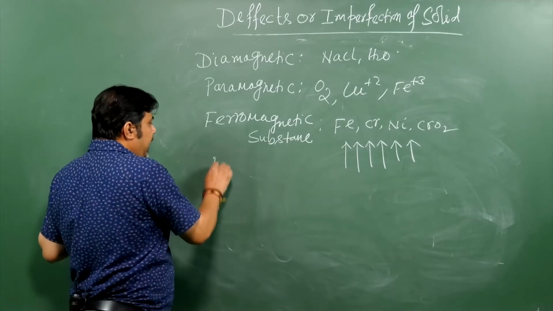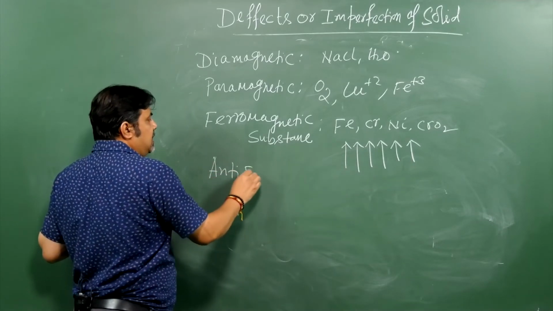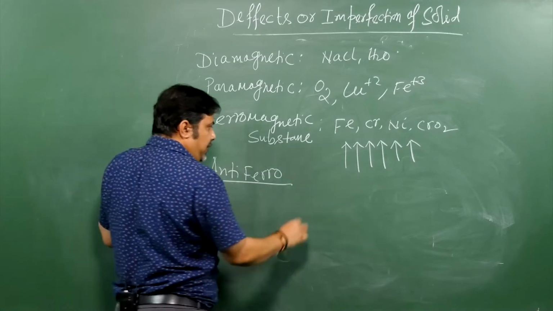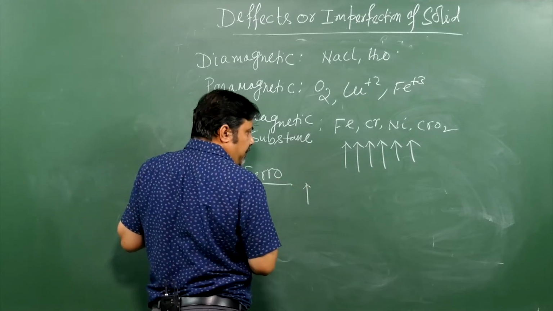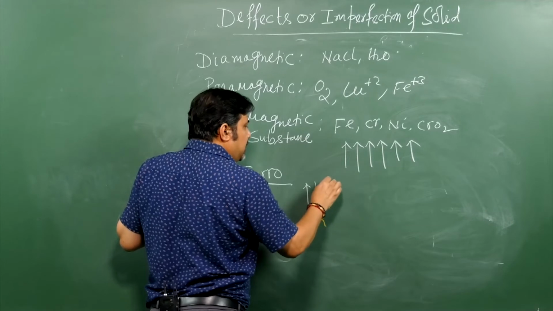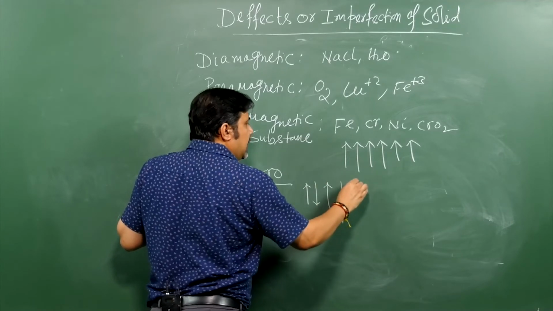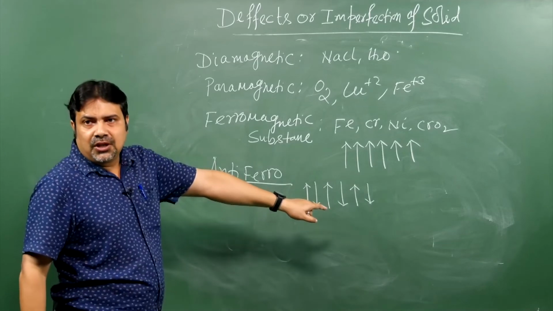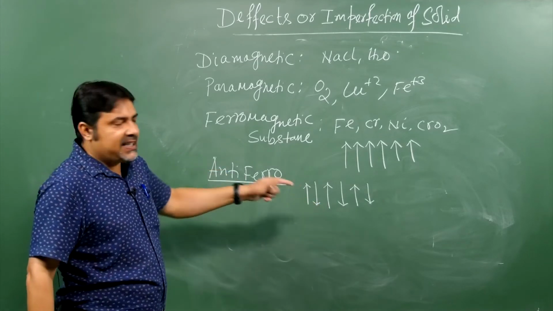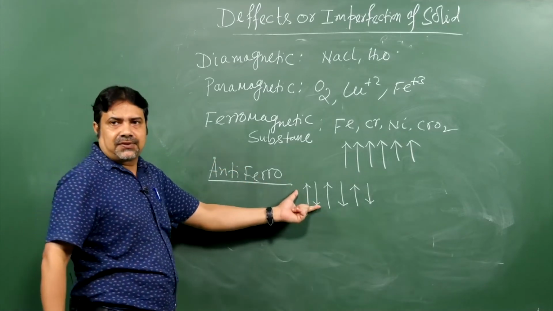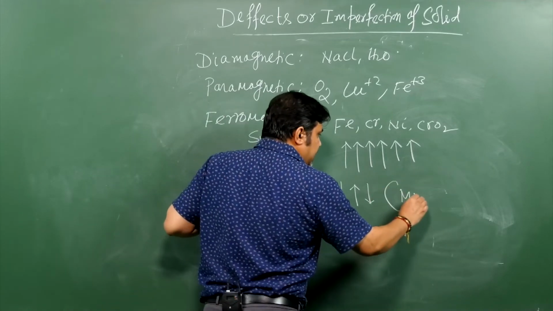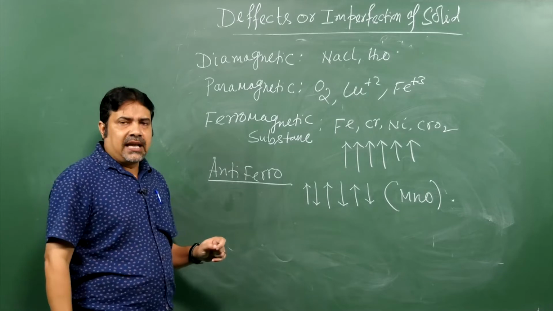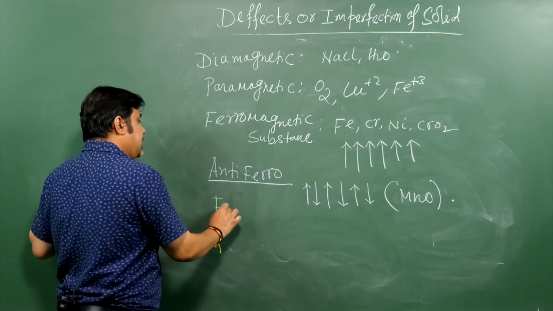Then we need to know antiferromagnetic substances. Antiferro means what? When you apply the external magnetic field, one domain will be oriented along the field, another is opposing the field. Along the field, opposing the field, along the field, opposing the field. The overall magnetic moment will be 0. That is nothing but an antiferromagnetic substance. Example, manganese oxide.